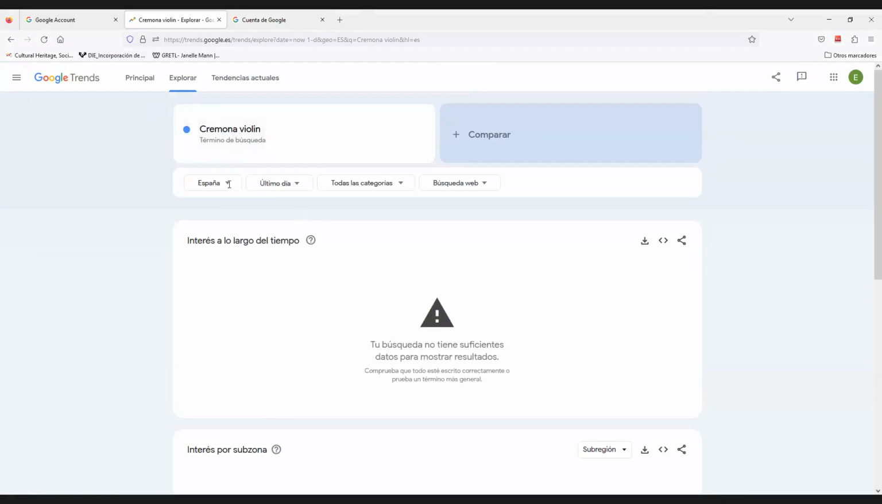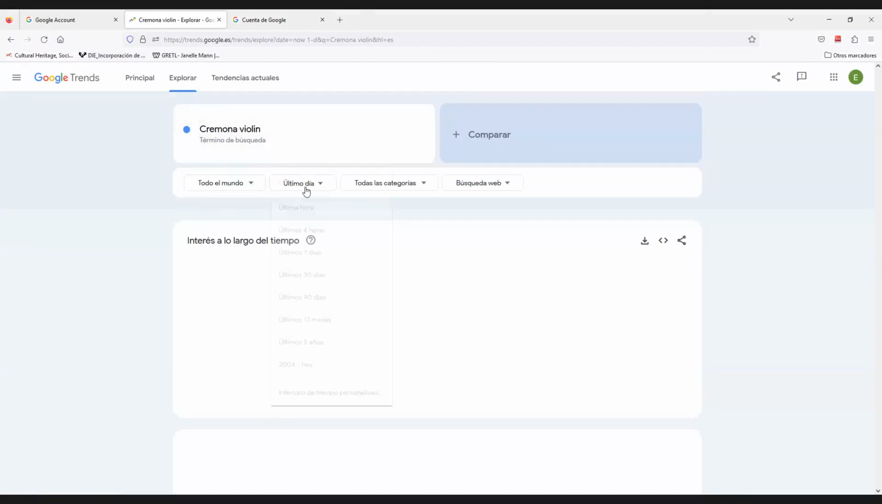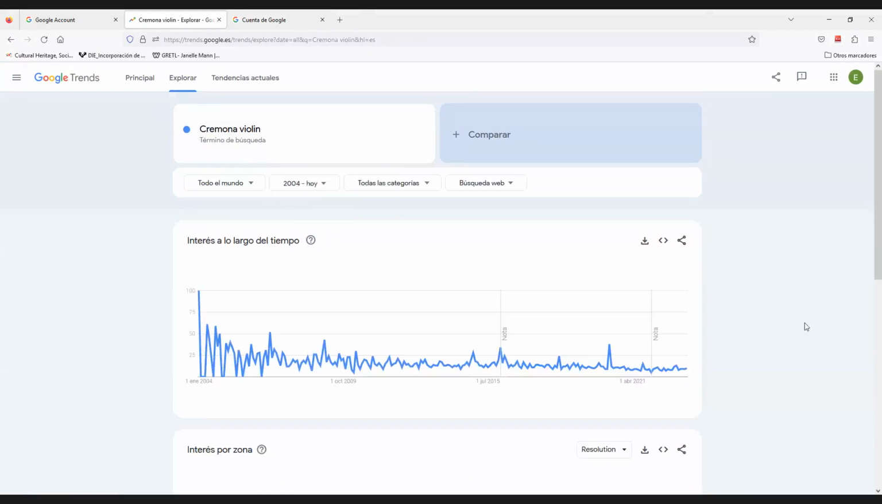Sorry, this is Spanish, but I will translate. I performed it on the laptop, where it was in English. So here we have the Google Trends for Cremona violin. I checked for the whole world, with searches done from 2004 on. This line is from 2004 up to now: how many people have looked for Cremona violin globally?